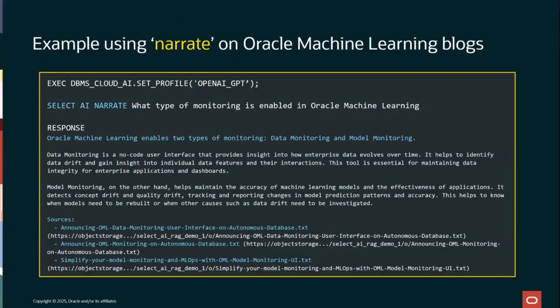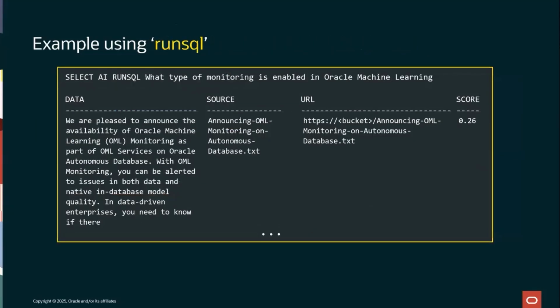Here's an example using Narrate to answer the question, what type of monitoring is enabled in Oracle machine learning? We see the response that there are two types of monitoring, data and model monitoring, with a description of each. And note also that we have the sources, which include the document file name and the URL to that document in object storage. Now, if you'd like to see the data chunks as well as their similarity score, you can use Run SQL as shown here. And this provides a table with one row for each chunk.